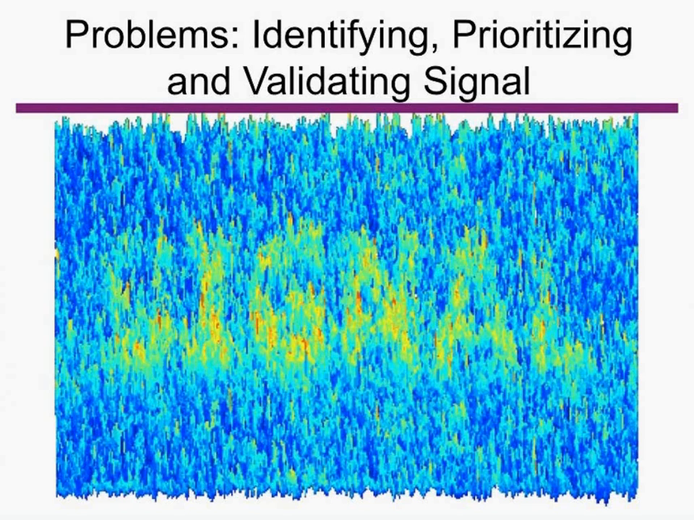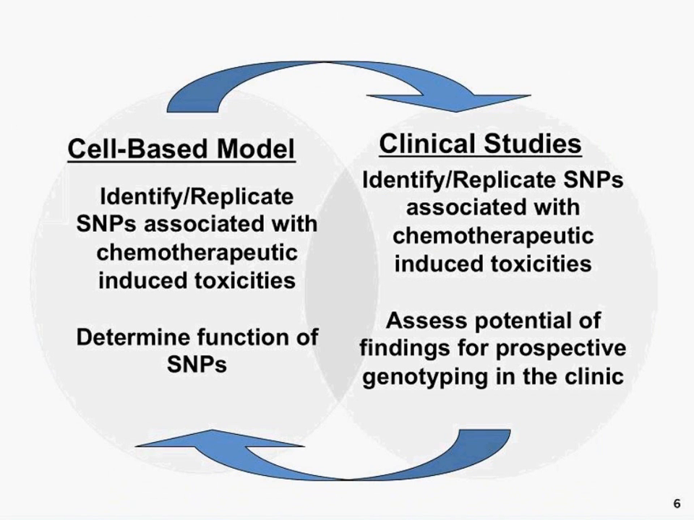So one of the problems that we run into with these clinical genome-wide association studies is to identify the signal amidst the noise, and then not only to identify that signal, but to also prioritize the SNPs that are both significant and those that are suggestive, and also to validate the signal. And so that's why we've created a number of different cell-based models to identify and replicate SNPs that are associated with chemotherapeutic-induced toxicities that are found in clinical studies, and also to determine the function of the SNPs or the genes that have been identified in these large clinical trials.